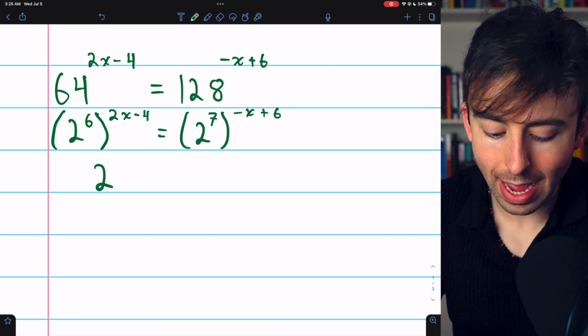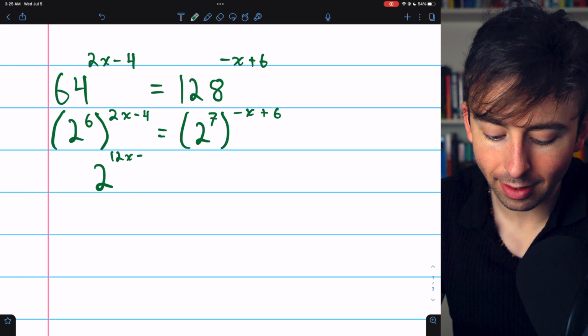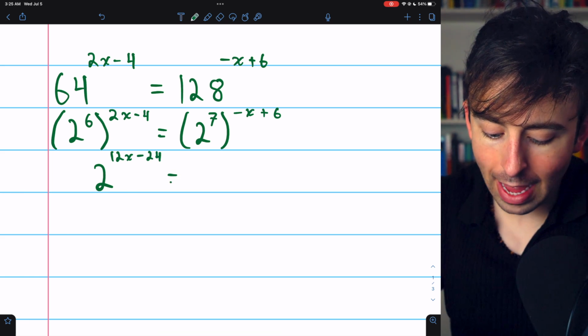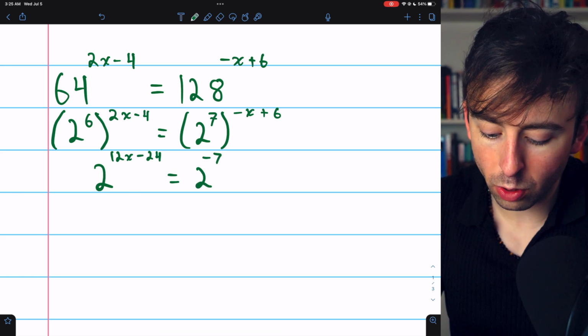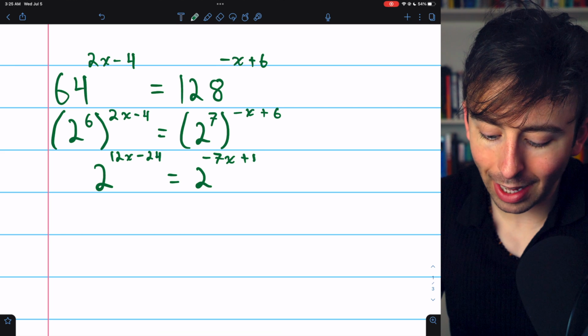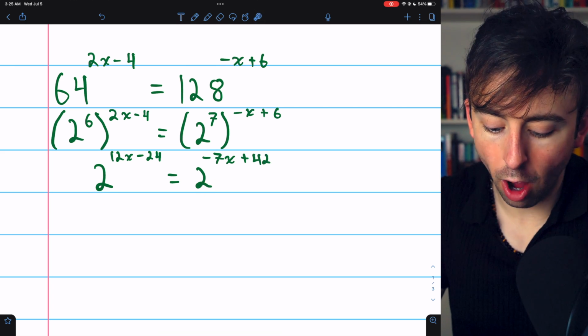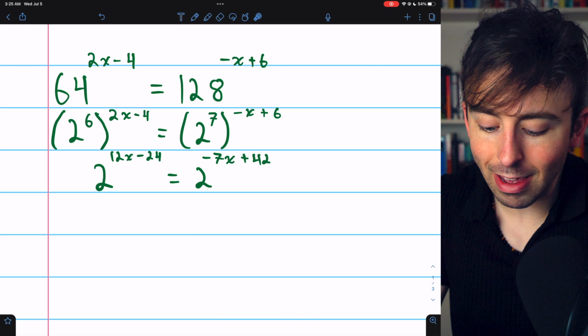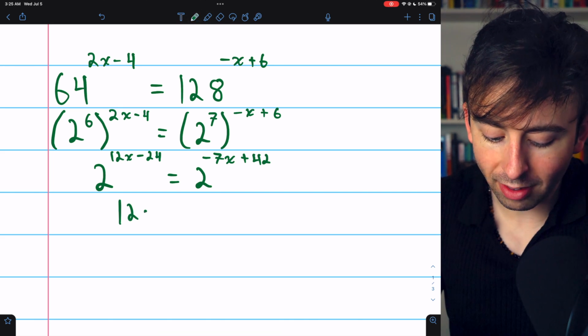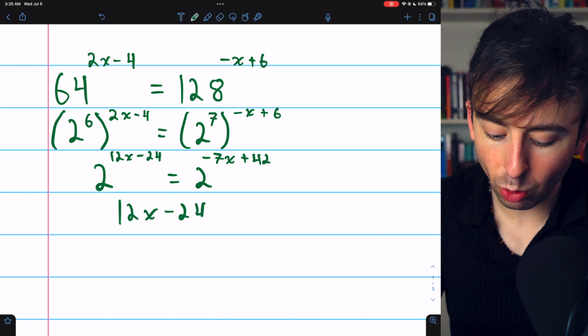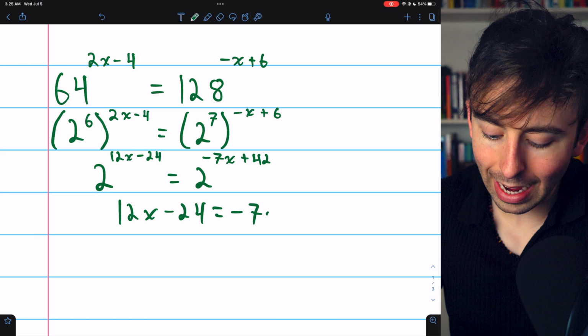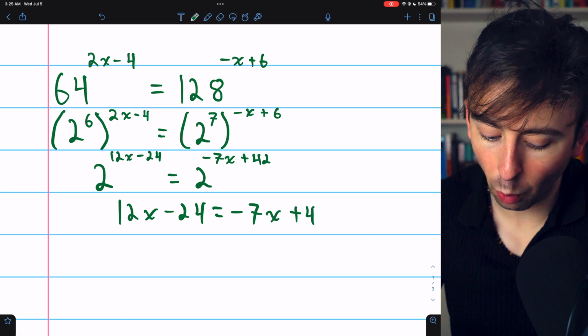So on the left, we have 2 to the 12x minus 24. And on the right, we have 2 to the negative 7x plus 42. Now that we've rewritten the expressions with common bases, it must be that the exponents are equal. So we set 12x minus 24 equal to negative 7x plus 42.